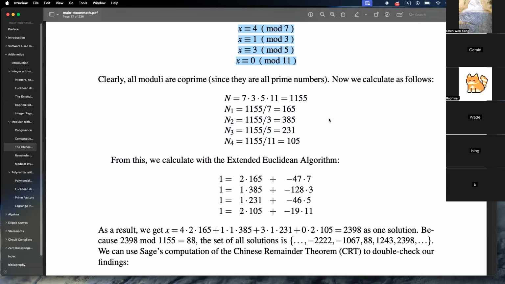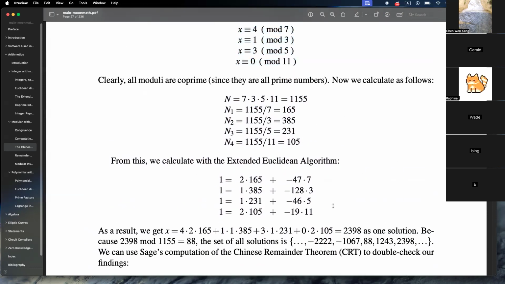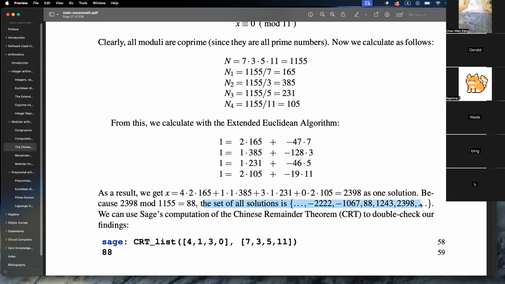That's only one value that satisfies all the congruences, right? To be fair, there's a set. So the set is this. We are finding the smallest non-negative value, which is nicer to represent. But technically, anything that is 88 mod 1155 works. There's a lot, right? So 88 plus this will still be 88 when you mod it by 1155.